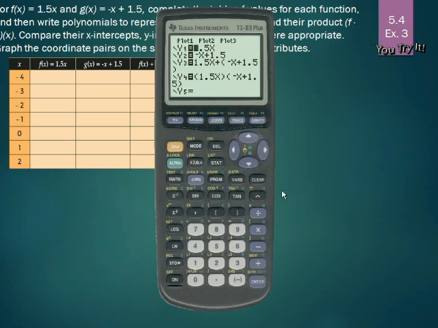Okay, so here you see I put in y1 our f of x function, 1 and 5/10 x. In y2, I put our g of x function, negative x plus 1 and 5/10. In y3, I put the two added together, so 1 and 5/10 x plus, and I put g of x in parentheses, our negative x plus 1 and 5/10. And then in y4, I put them both in parentheses since they're multiplied, so 1 and 5/10 x times negative x plus 1 and 5/10.